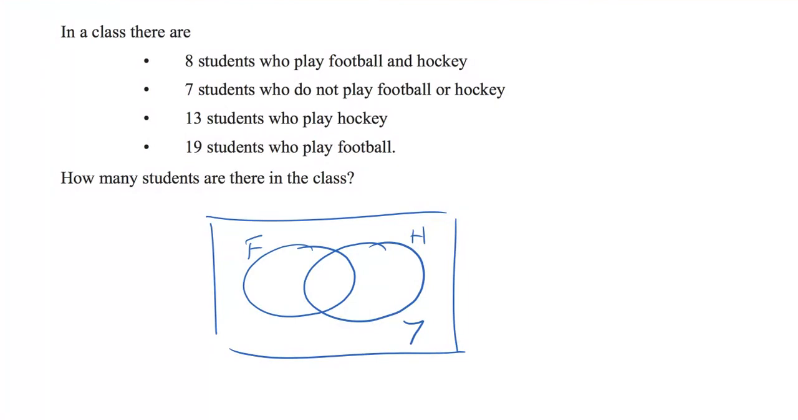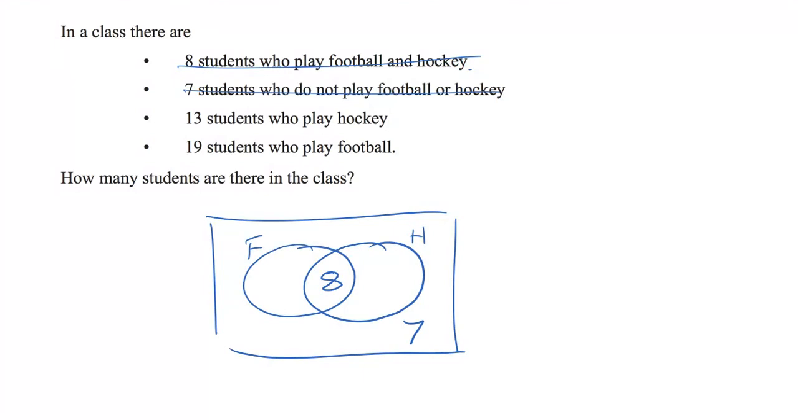So let's put some more of this information in. So we've got the 7 on the outside. Well, first, the next thing is we've got 8 students who play football and hockey. So that is going to be our intersection, look, because they used "and" as their description there. Okay, so we've used that and we've used that, right?